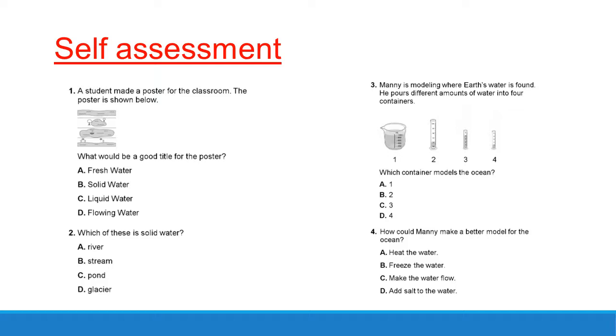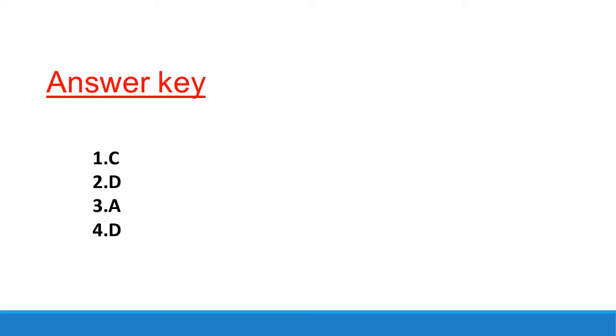Number 4, how could Manny make a better model for the ocean? So now he wants to model the ocean. Will he heat the water, freeze the water, make the water flow, or add salt to the water? Perfect. He will add salt to the water because oceans are salt water. These are the answers that you have got.